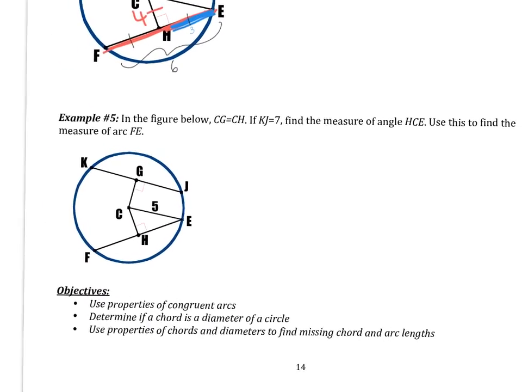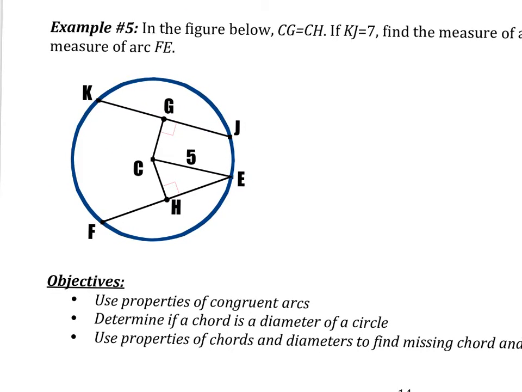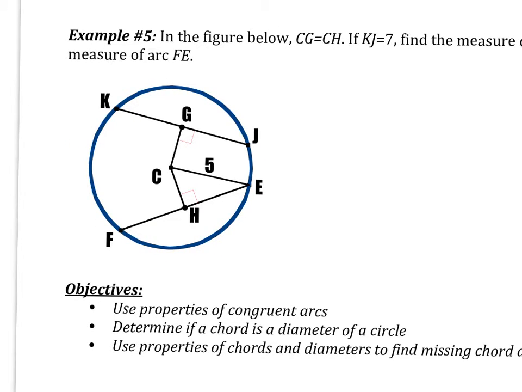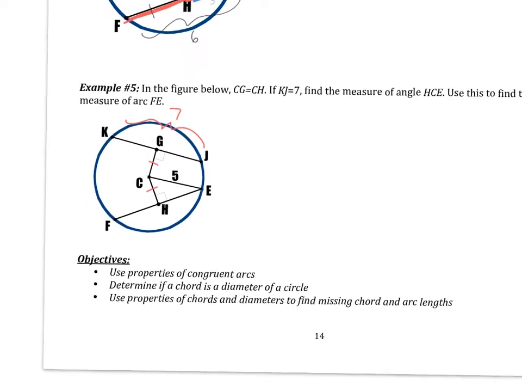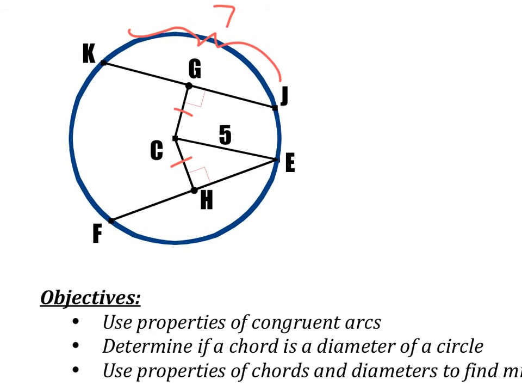All right. So, you have another example very similar to that. See if you can do example number 5. So the first thing you should say is tick, tick, CG equals CH. They're telling you that KJ is equal to 7. Okay, so do you understand that HE here is 3.5?